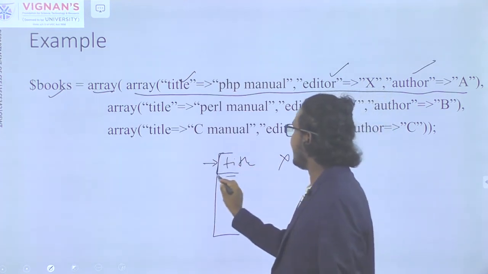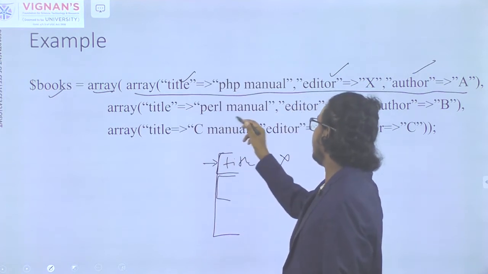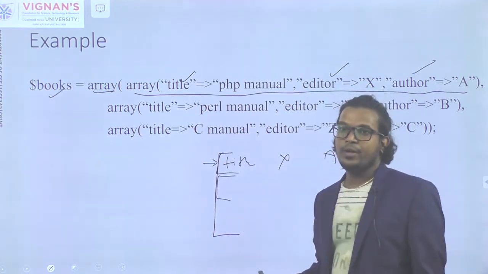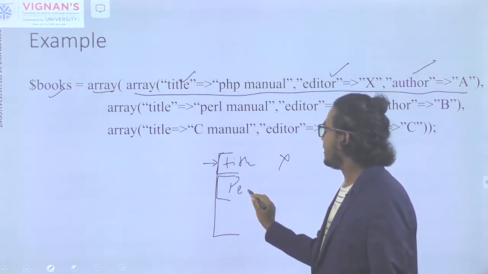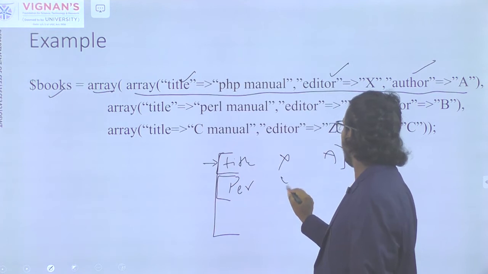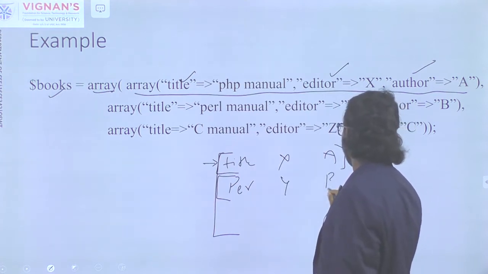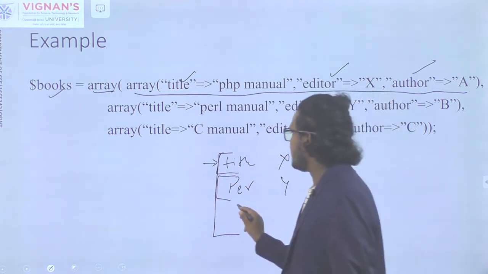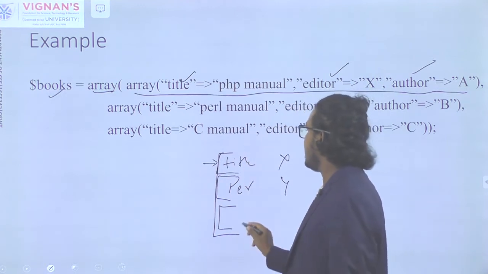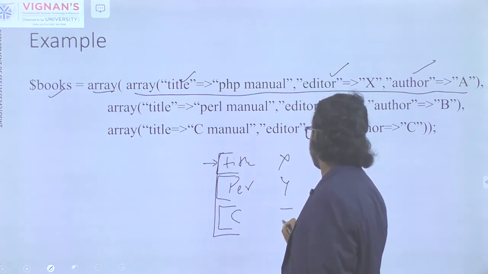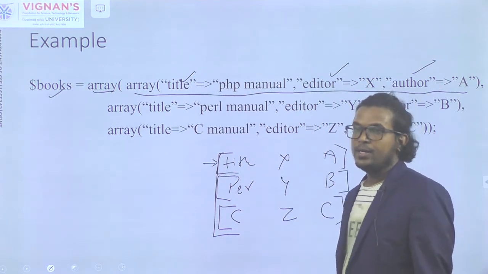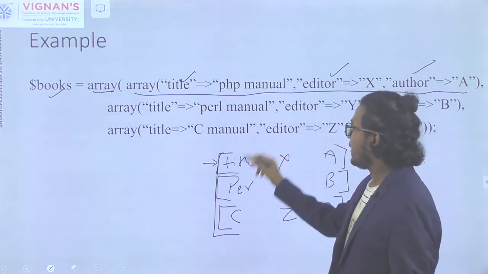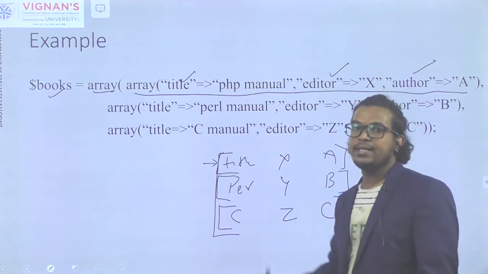So what is the second array? The second array is also the same, but with different authors and different names. What is my second title? Perl language. Editor is Y and author is B. That is another array. So what is the third one? The third one is C. Editor is Z and author is C. Clear? So how many arrays do we have? We have 3 arrays in a single array.